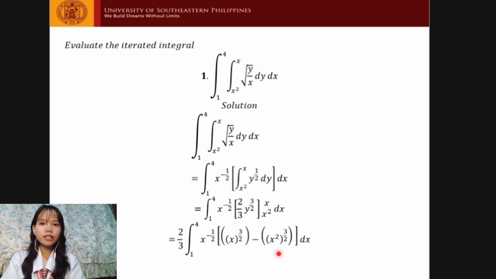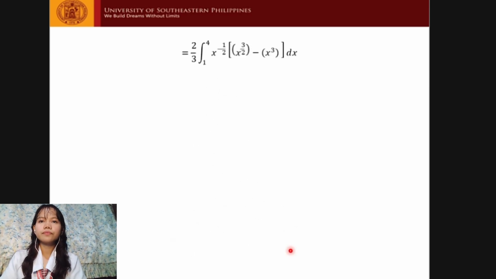So as you can see here that x squared, this one we can apply the rule of exponent, no? For this one we have to multiply the 3/2 to 2, which will result to 3. So let's try to look at it now. So what we have right now is 2/3 multiplied to the integral of x raised to the power of negative 1/2 multiplied to the x raised to the power of 3/2 minus x cubed with respect to x ranging from 1 to 4.